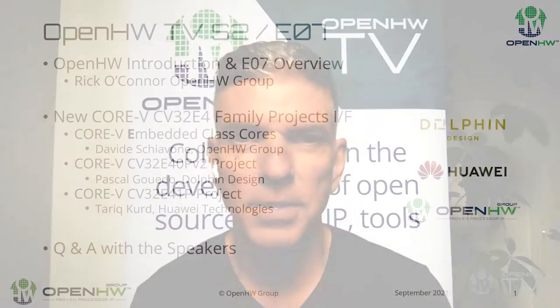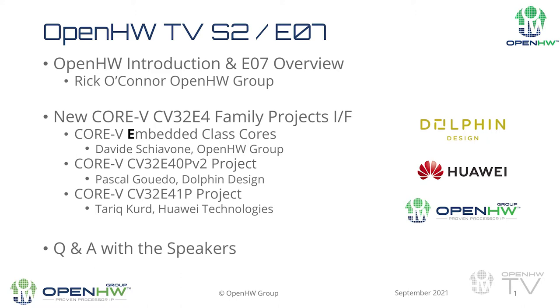Well, hello, Open Hardware groupies, and welcome back to Open Hardware TV. We took a short break during the summer. Now we're resuming production, starting with today's episode 7. In today's episode, I'll provide a brief overview of the Open Hardware Group ecosystem, and then we'll jump into the discussion of a couple of projects that use the embedded class 4-stage core that we verified fully last December. These are two derivative projects that we'll be building on the RTL in that core.